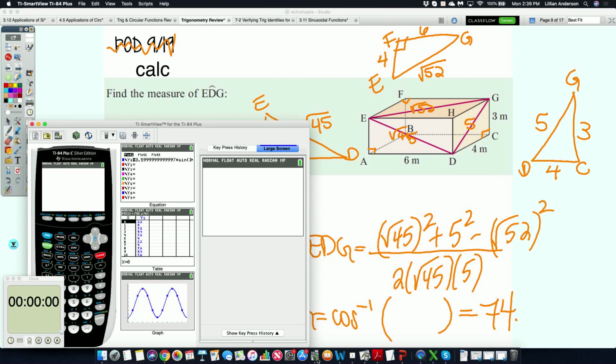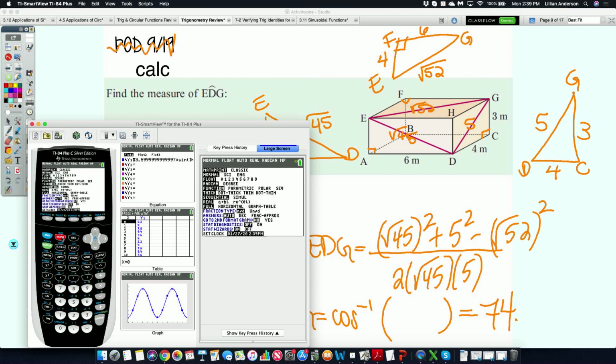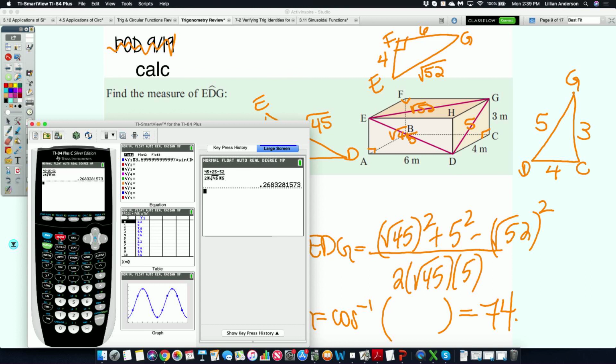So let's see. Remember, second y equals, option 1 takes you to the fraction. Square root of 45 squared is 45, plus 5 squared, which is 25, minus 52. Square roots and squares cancel out. 2 times the square root of 45 times 5. I need to do the cosine inverse. What mode do I need to be in? Degree. So let me change that. So cosine inverse of that answer, 74 point.